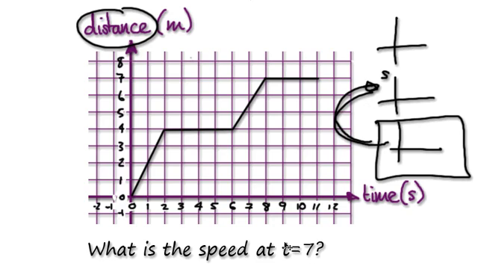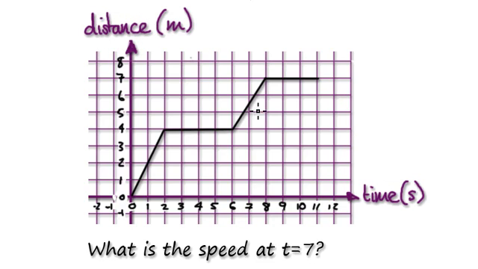So really, to answer this question, at time equals 7, you want to know the gradient at this point here. Well, the gradient at this point is the same as the gradient at this point, and the same as at this point. Anyway, just find the gradient anywhere on that line. So maybe you can use this triangle here. The up and down is 3. The across here is 2. So the speed will be 3 over 2 meters per second.